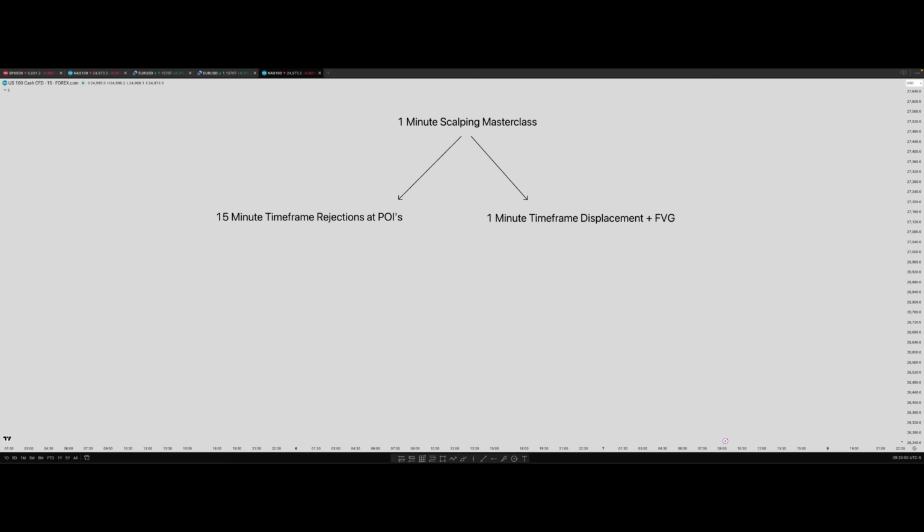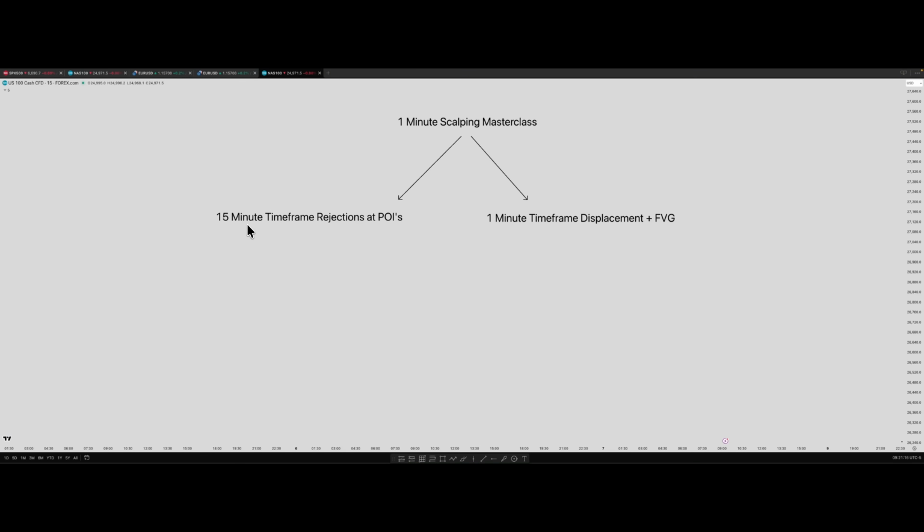Step 1. We need to define the bias on the higher time frame. Now we do this on the 15-minute time frame, and I'll run over this a little bit later on in the video on how we actually define a higher time frame bias based off of the 15-minute time frame, because we are going to use wicks to define a narrative.